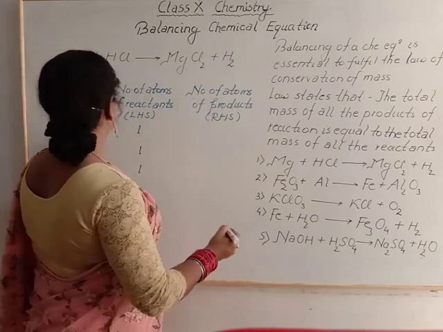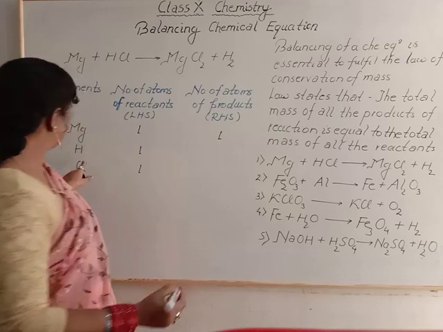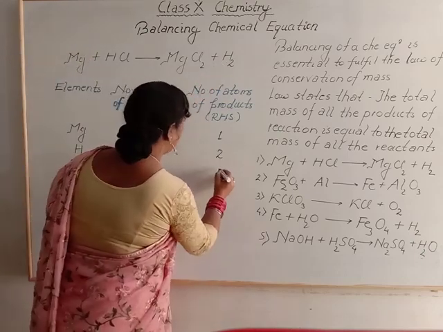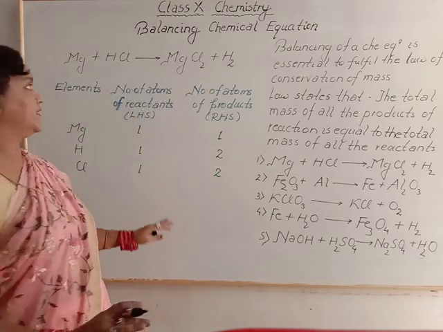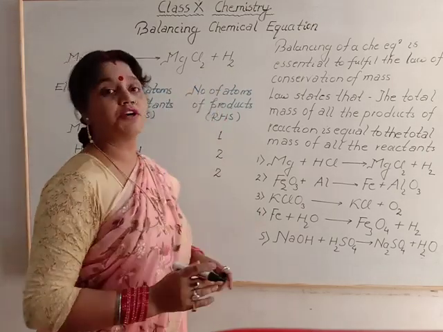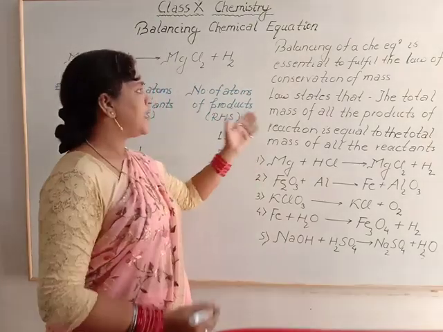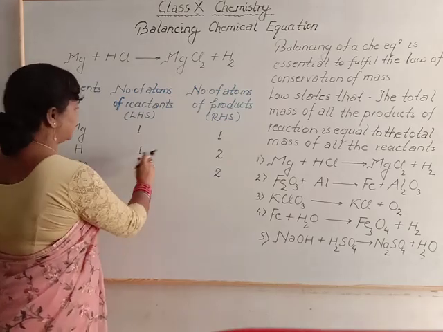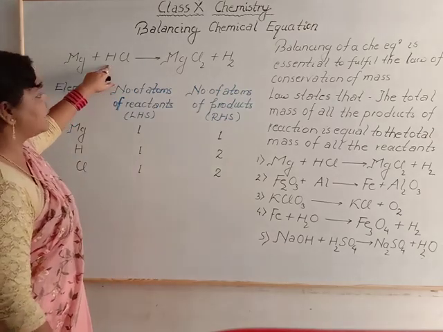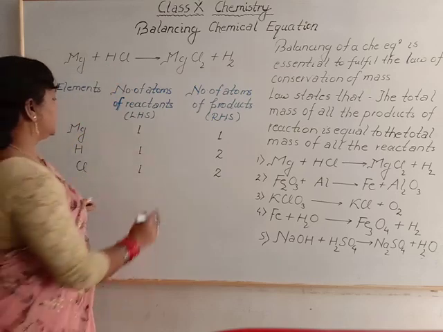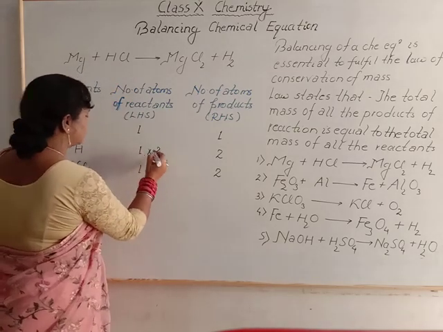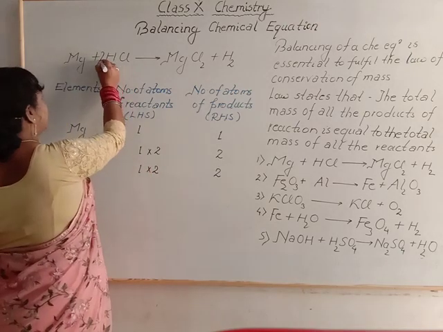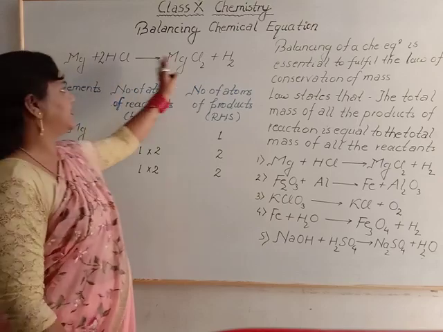Right hand side, what happened? Magnesium is 1, but you can see that hydrogen is 2 and chlorine is also 2. It means that the equation is not obeying the law of conservation of mass. So we have to balance it. Now we have to convert the 1 into 2. If you write 2 here, it will become 2. Again, if you write 2 here, it will also become 2. Now you can see that this is balanced.